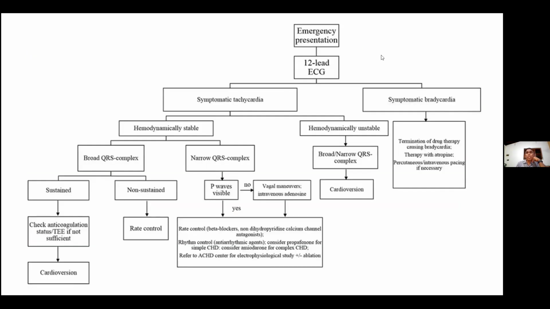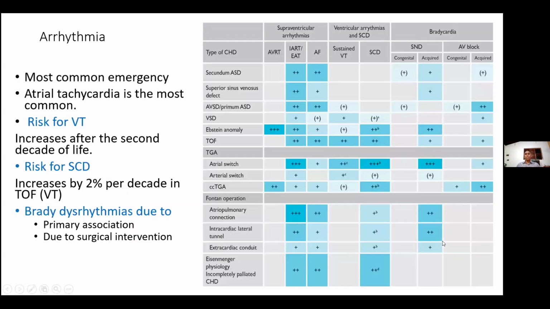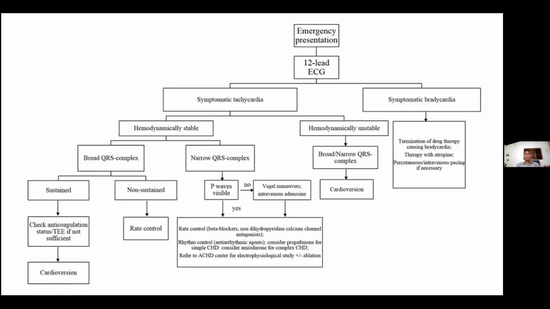So if you see the presentation, I will take the presentation when they are coming with tachycardia or chest pain. Most likely, adults should be able to tell you that they have palpitation. So the first simple investigation is to do a 12-lead ECG, where you will see whether this patient is having tachycardia or bradycardia. Both can present with hypotension or chest pain or collapse or whatever. So ECG is going to be the first important investigation.